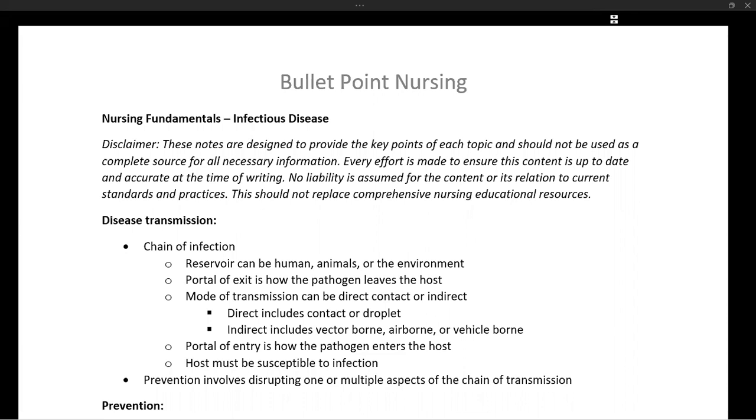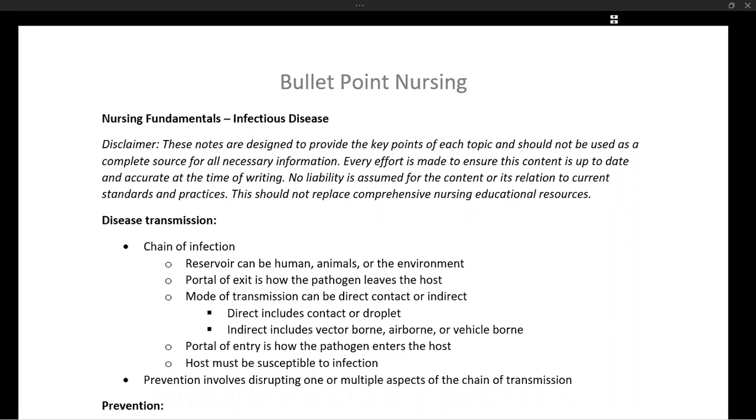Let's get started. Today we're continuing our series of systems-based diseases, and we're talking at the level of nursing fundamentals. Let's begin with talking about disease transmission, and we start with the chain of infection. In order for someone to become infected, we have to go through a number of steps.